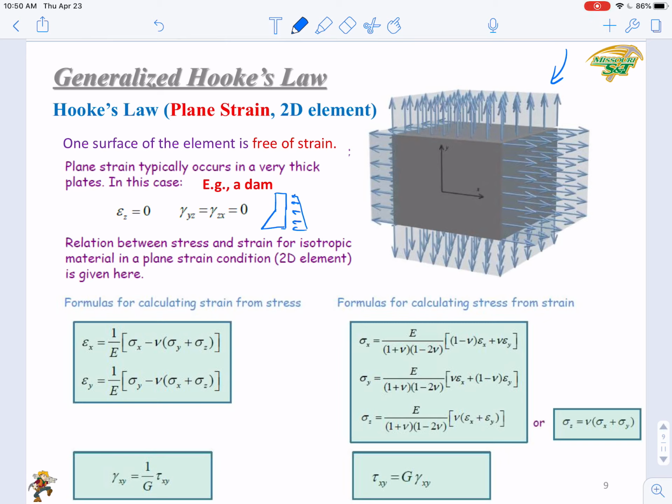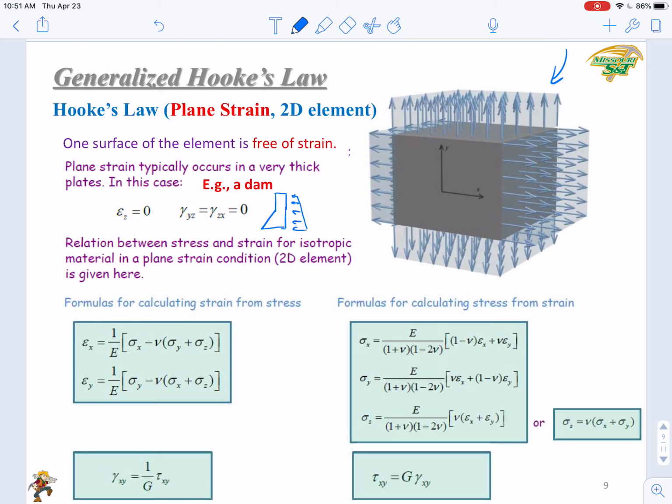Okay, the water pressure is added on this side. So you can see that this is our xy cross section, xy plane. Thinking about that along the z direction, perpendicular to this cross section, it's very long, right? Think about a Hoover Dam or Three Gorges Dam. It's very long along the z direction.